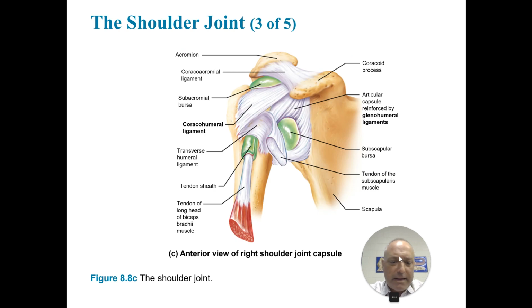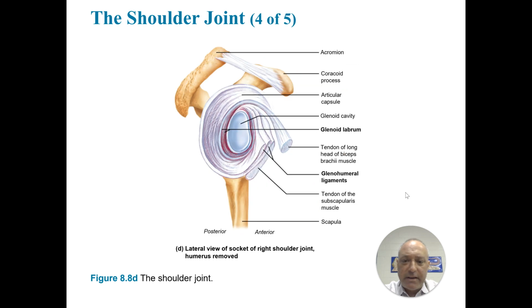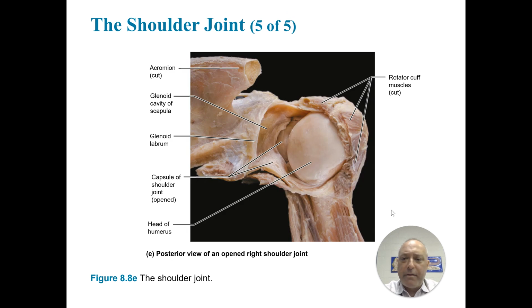Just another look at this joint capsule. You can see various bursa, subacromial bursa, subscapular bursa, and a number of rotator cuff tendons attached. Another look here. We've got the glenoid cavity, glenohumeral ligaments, which stabilize this joint. Here's a cadaveric picture showing the head of the humerus, the acromion of the scapula.